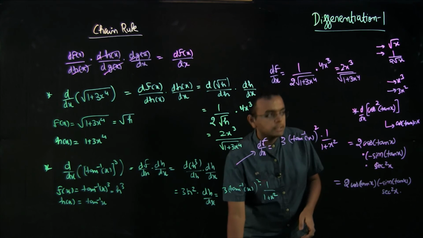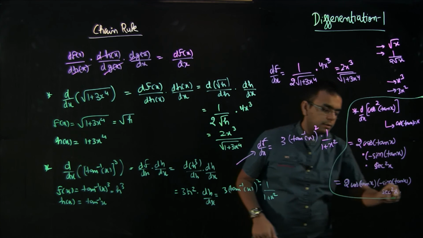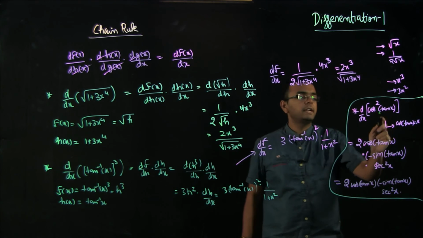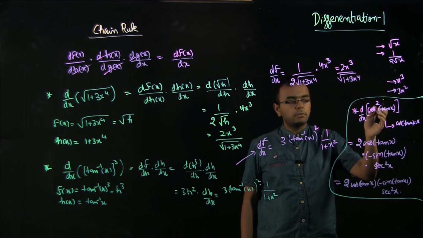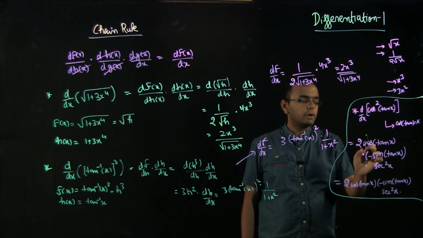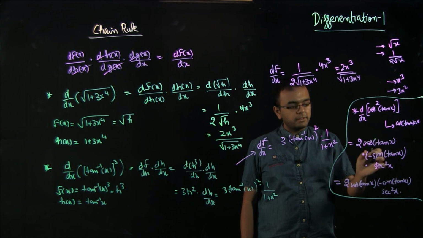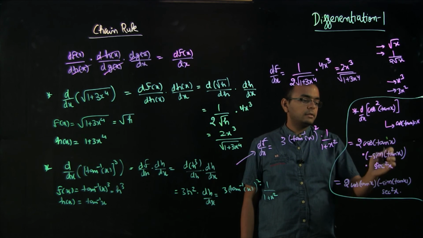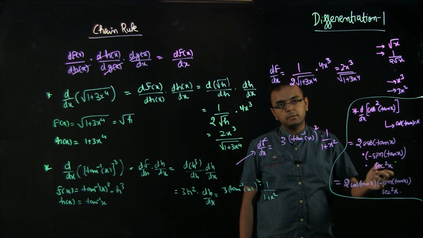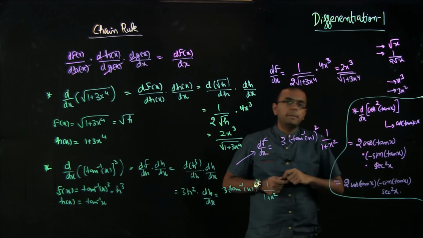So let me just write this down here. Mentally, first we assume cos of tan x as x. So the x square derivative is 2x. So you get 2 cos tan x. Then the derivative of cos of tan x is minus sine of tan x, because you are assuming tan x as x, and then minus sine of tan x. Then the tan x derivative is sec square x. And here you don't have to differentiate anymore.